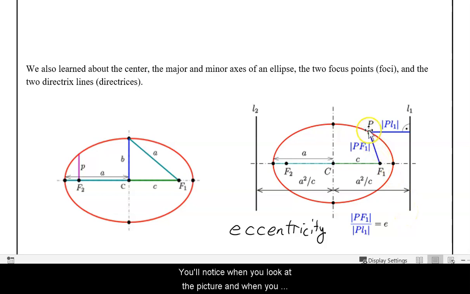You'll notice when you look at the picture and at this point here that the distance between any point and the closest focus point is always smaller than the distance between the point and the directrix, and that is the case for an ellipse. In other words, the eccentricity is going to be less than 1 for an ellipse.